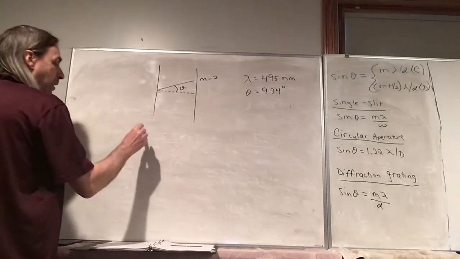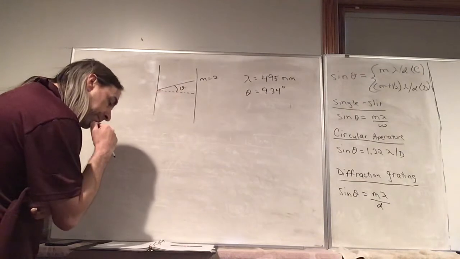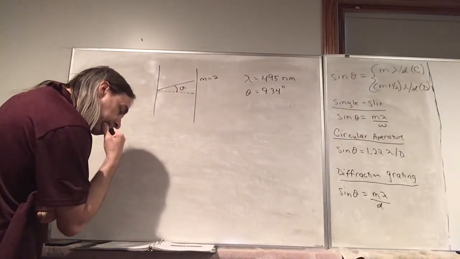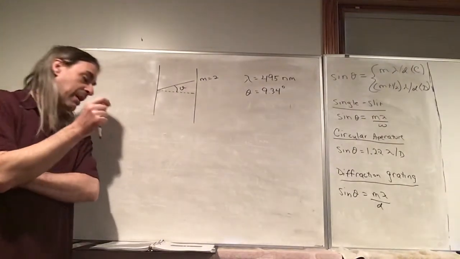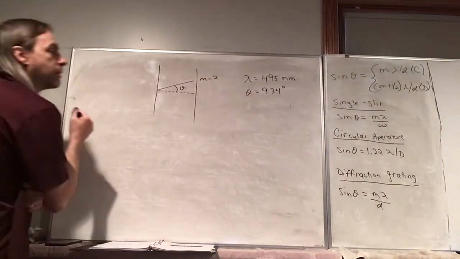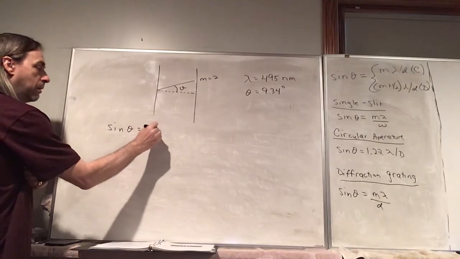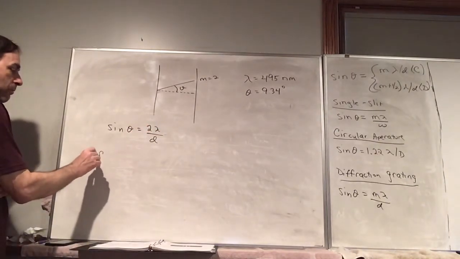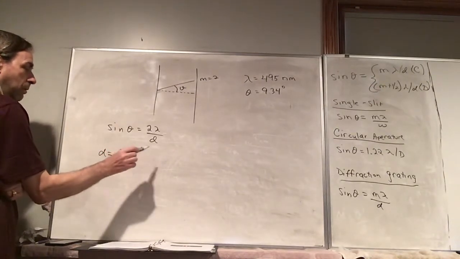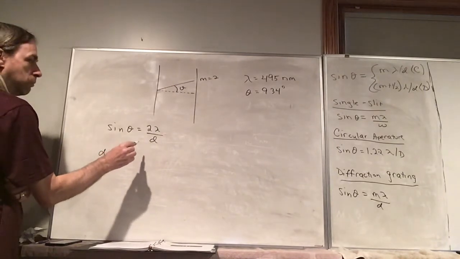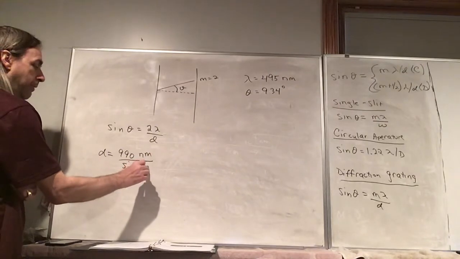So here, sine of theta, we want to find d. Well, okay, wait, d is the spacing between them. That's the spacing between the slits, but then they want to know how many lines per centimeter. So let's find d first. So sine of theta would be 2 lambda over d. So d is equal to 2 lambda. Say 495 would be 990 if we multiply it by 2. Then we'll divide, let's just keep it in nanometers, by the sine of 9.34 degrees.